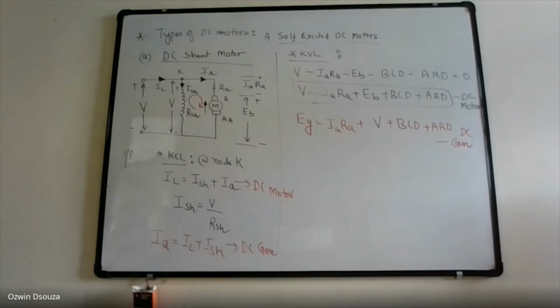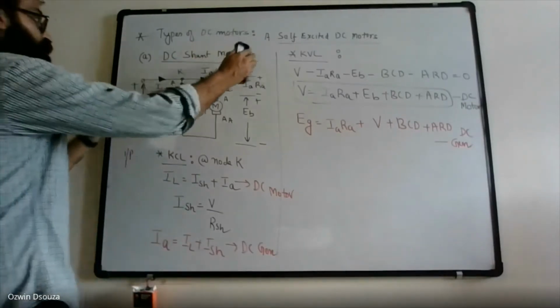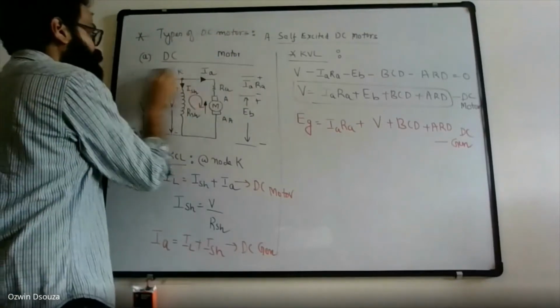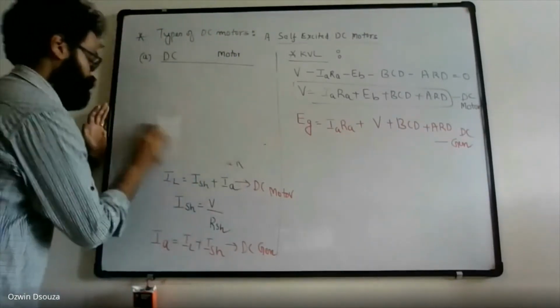V is the supply voltage and EG is the generator voltage. So that's about your DC motor, the shunt motor. Okay. So next, let us consider the series motor.